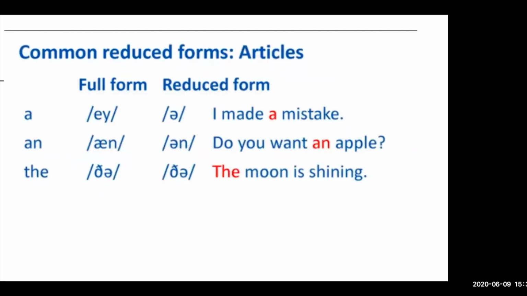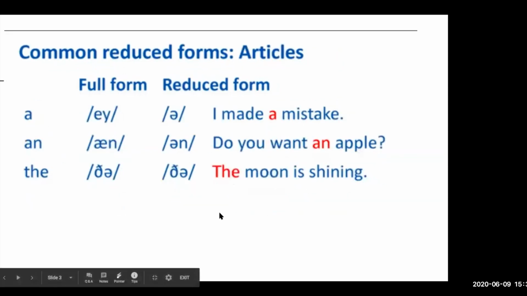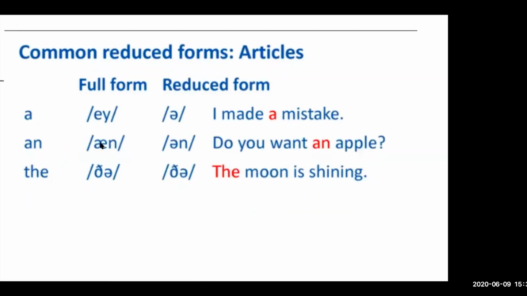Some more examples. Instead of saying "a", I made a mistake. Instead you say it reduced. This is very similar to here for "of". So here you would actually say, I drank a cup of tea. It actually is the same. I drank a cup of tea. Or here, I made a mistake. And do you want an apple? Do you want an apple? Okay. These are going to be similar. The moon is shining. The moon is shining.